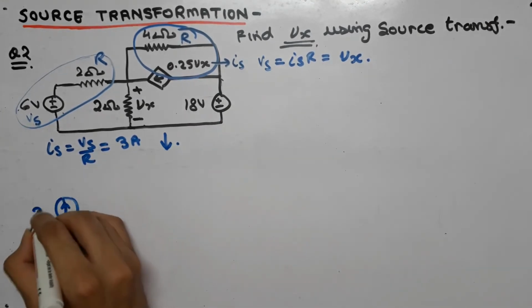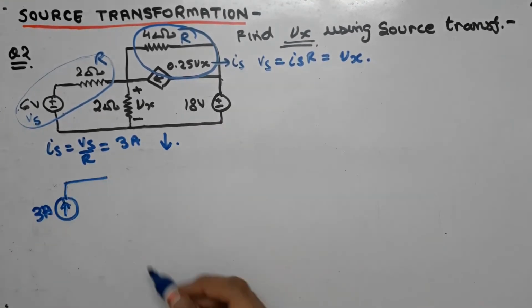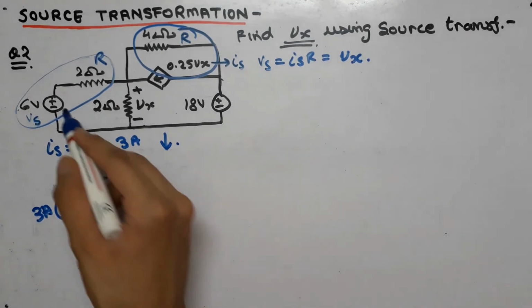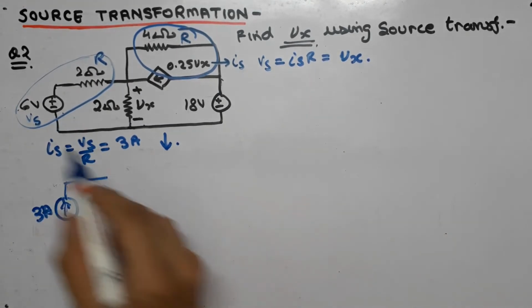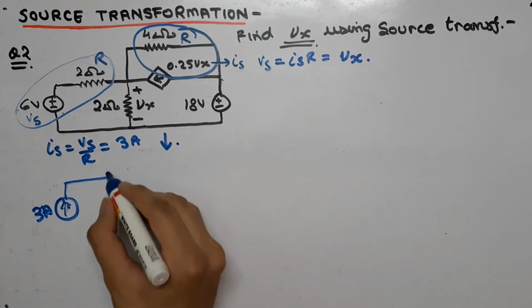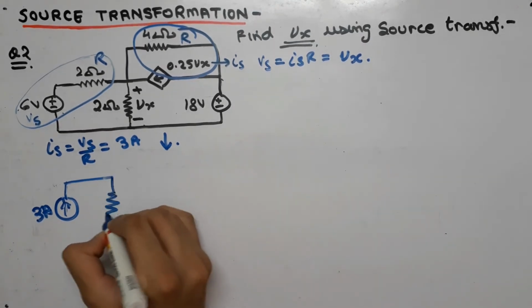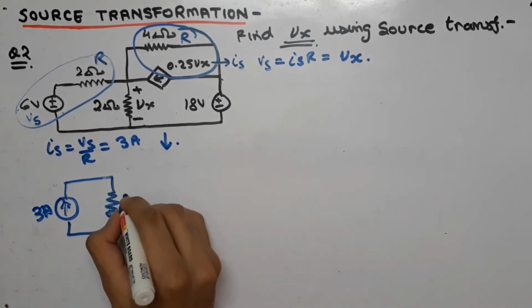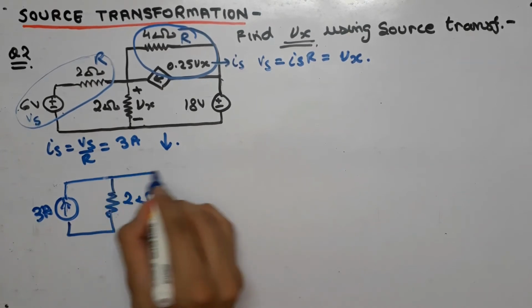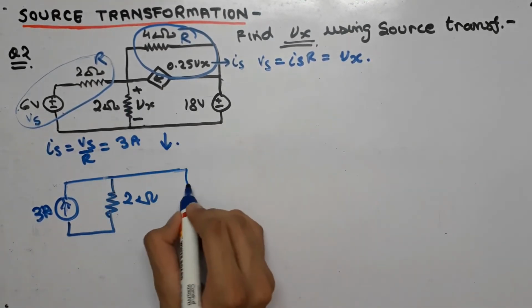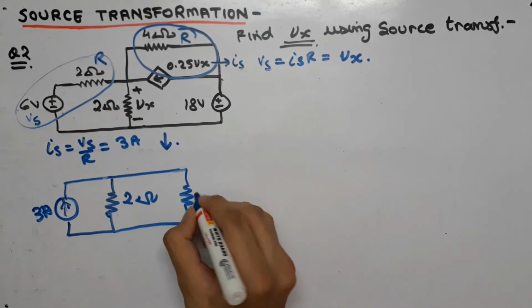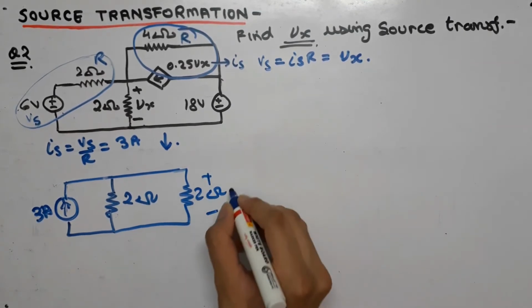That is, we have the 3 ampere current source over here. We will draw the arrow facing upwards as the positive sign is above the negative sign in the 6 volt battery. Similarly, we will draw the resistance R in parallel to the current source, that is 2 ohm, and this resistance will be drawn as it is, that is 2 ohm, across which we have to find the value of Vx.